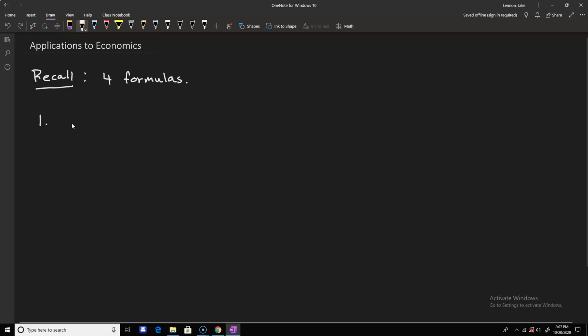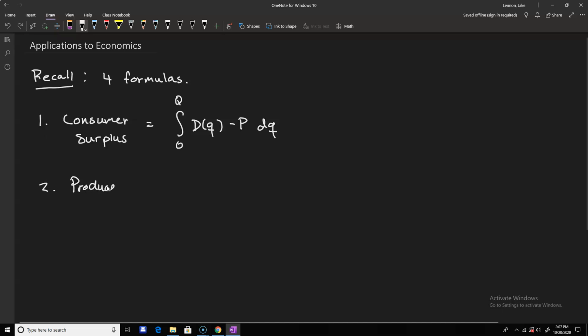So the first is the consumer surplus formula. All of these are just given by typical integrals. So we have the integral from 0 to capital Q of the demand curve, D of Q, minus capital P, the price point that we're looking at, and lowercase q is our variable. And then we have the producer surplus, which is very similar, but we're looking at the supply curve now. So we're, again, integrating from 0 to Q. And because the supply curve is increasing, the price that we're looking at is on top now. So we're doing capital P minus S of Q dQ.